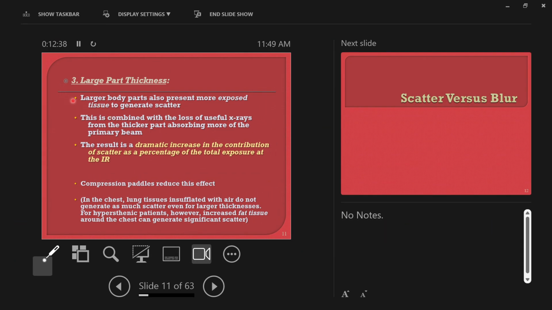Thicker parts mean more tissue, right? So you think like your collimated field is a size, right? But the part has a thickness in this dimension, independent of the size of your collimated field, right? You can have an 8 by 10 collimated field and a part that's 1 centimeter thick, and another part that uses the same collimated field but is like 12 centimeters thick, right? Thickness matters, and that adds to the volume of tissue that is irradiated.